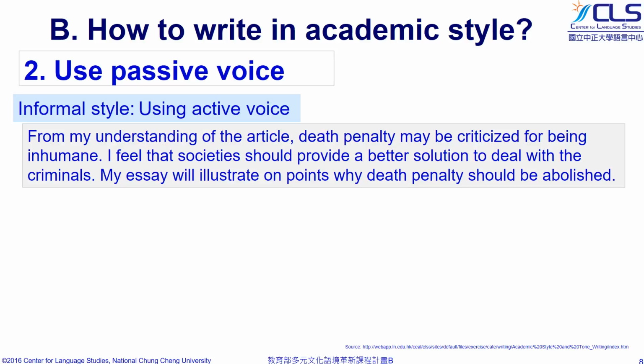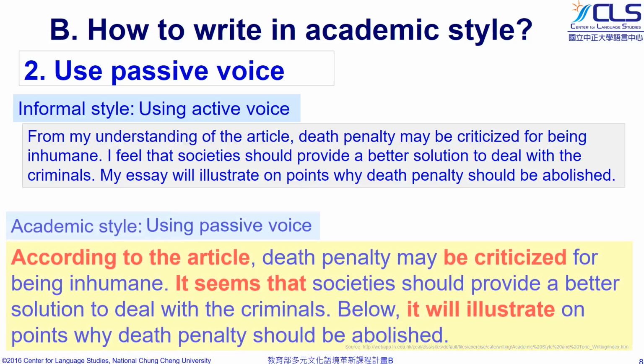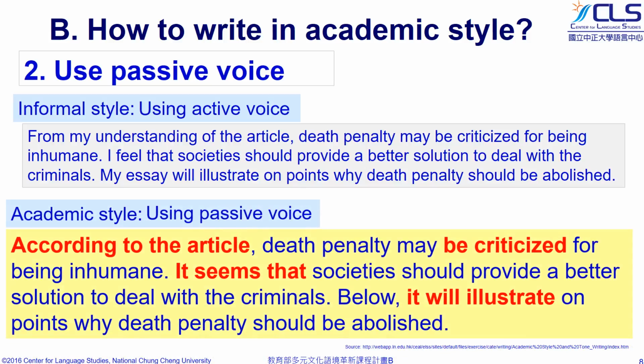Second, use passive voice. To make the points more convincing, it is suggested to present ideas with passive voice. We can use passive voice to show that the idea is also supported or proposed by others. For example, in sentence 2, "according to the article, death penalty may be criticized." "It seems that" and "it will illustrate" are better than "from my understanding," "I feel that," and "my essay will illustrate" in sentence 1.